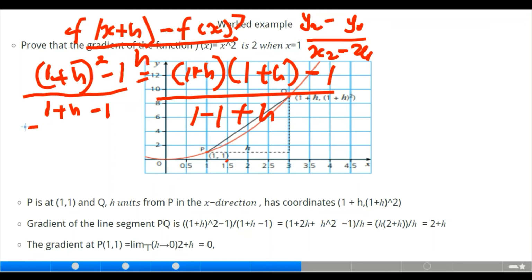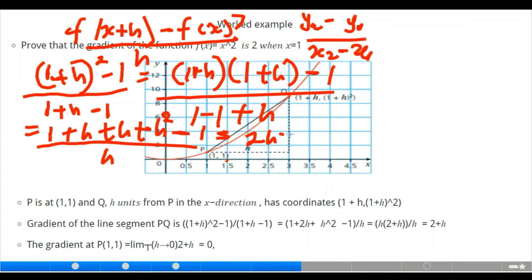Now, let's open these brackets. 1 times 1 will give us 1. We are using 1 plus h to multiply 1 plus h. 1 times h will give us plus h. h times 1 will give us plus h. And h times h will give us h squared, minus 1, all divided by 1 minus 1 here is 0. So we have h left here. Now, having that, 1 minus 1 here will give us what? 0. So we have plus h plus h, that is plus 2h. So we have our answer to be 2h plus h squared all over h, right?